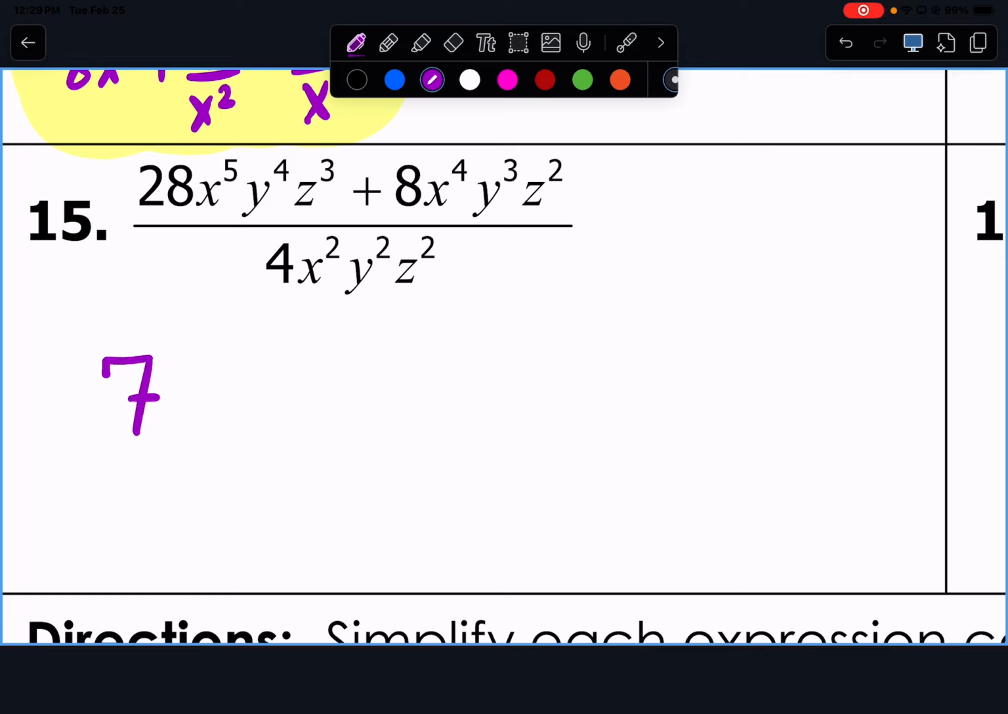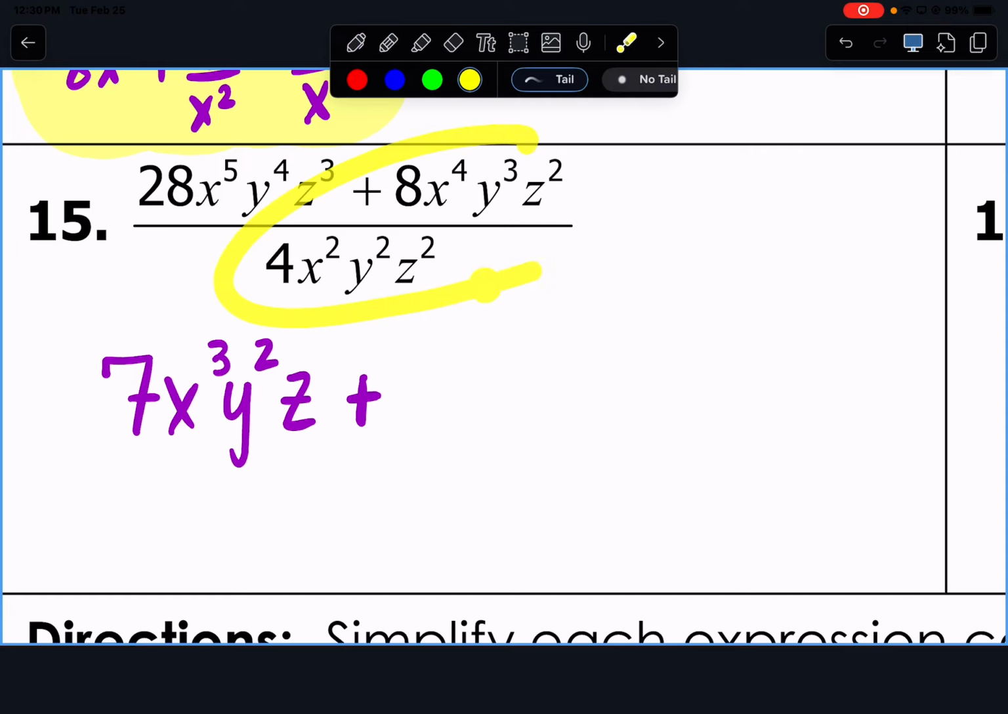Yes. Then we have x to the 5th divided by x squared, so we're going to get x to the 3rd. y to the 4th divided by y squared to get y to the 2nd. z to the 3rd divided by z squared to get z. So that's our first term.